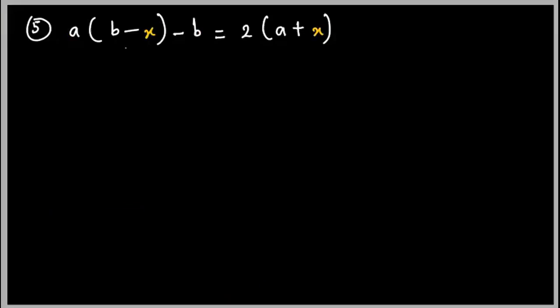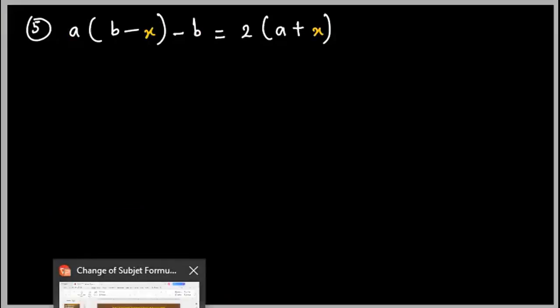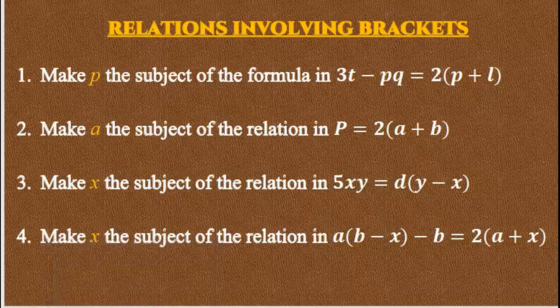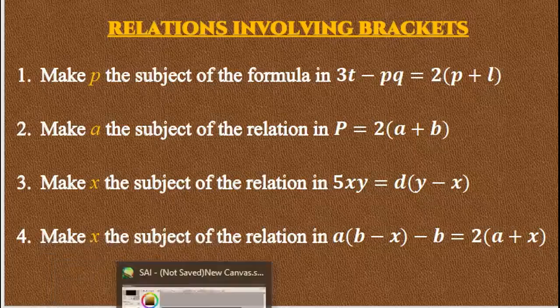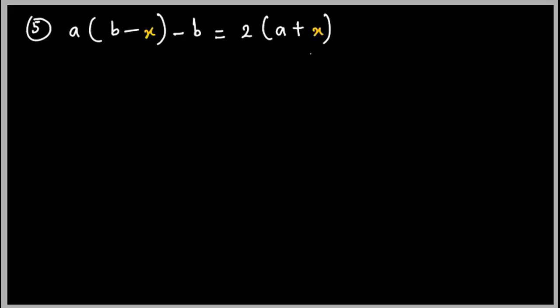Now, to solve this problem, we are asked to make x the subject of the formula. And as you can see, the x term, or the letter x, is in brackets, all of them. On the left hand side and also at the right hand side, they are all in brackets. So since we want to get this x and it is hiding in the brackets, we need to open that bracket.